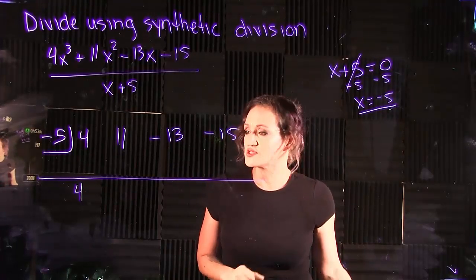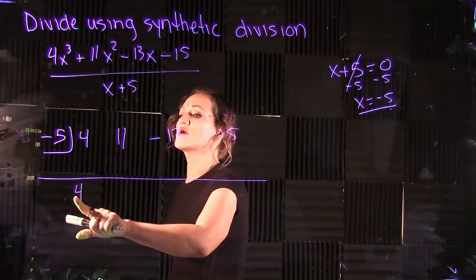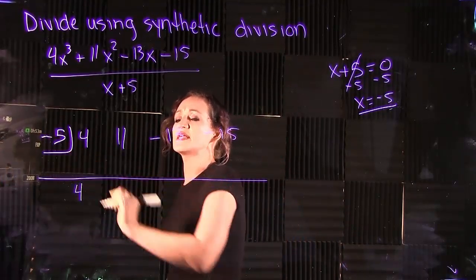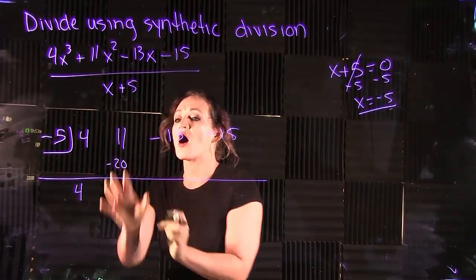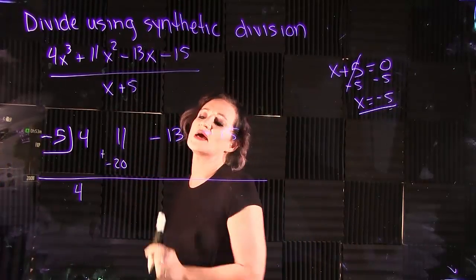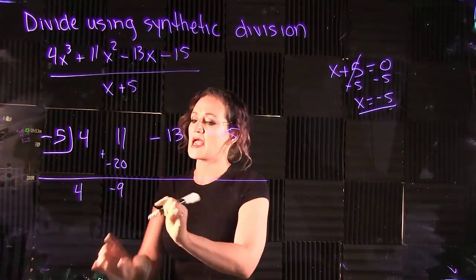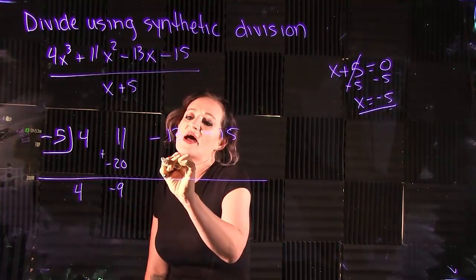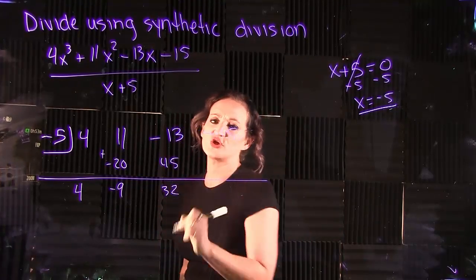When you do synthetic division, multiply and add, multiply and add. 4 times the number in the box. 4 times negative 5 is a negative 20. Put that in the column to the right and add that column. 11 plus negative 20 is a negative 9. Multiply and add again. Negative 9 times negative 5 is a 45. Add that column to get 32.